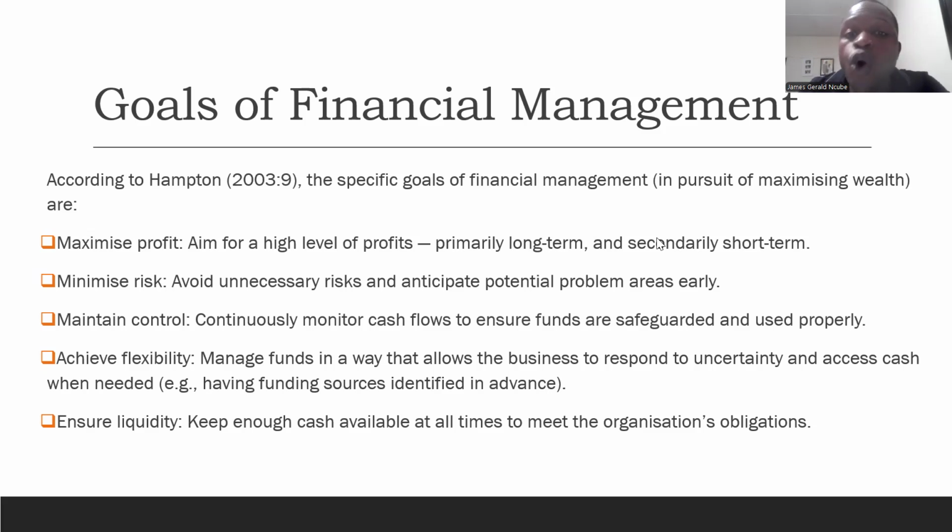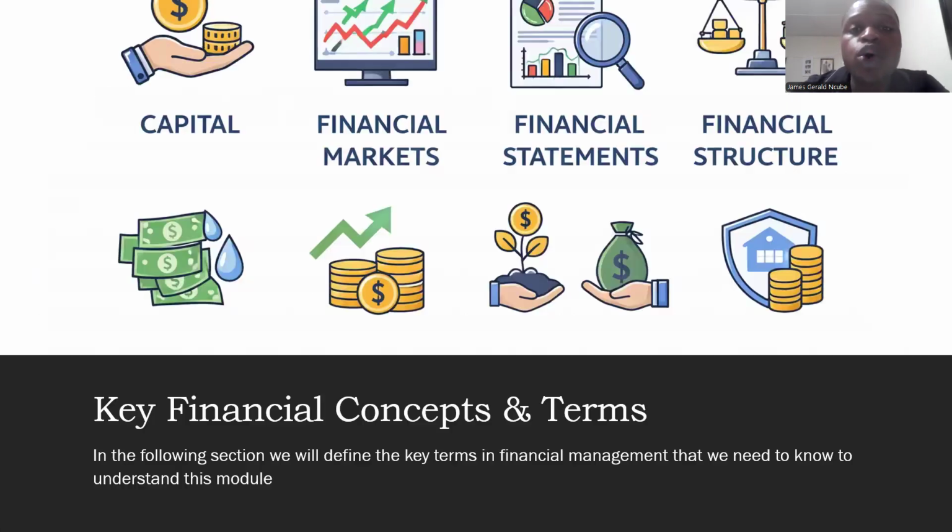Then another objective of the financial manager is to maintain control over the cash flows and the activities of the organization, in fact the costs of the organization. And then to ensure that we always have liquidity, we always have money to pay off our debts, we always have money to pay off salaries and so on. So those are the goals or the objectives of a financial manager. Now we want to look at some of the key terms or key concepts that as we go through this study guide, you're going to see more and more frequently.